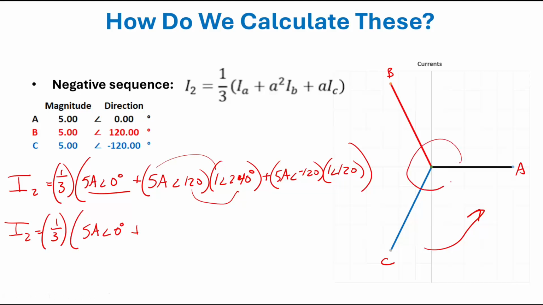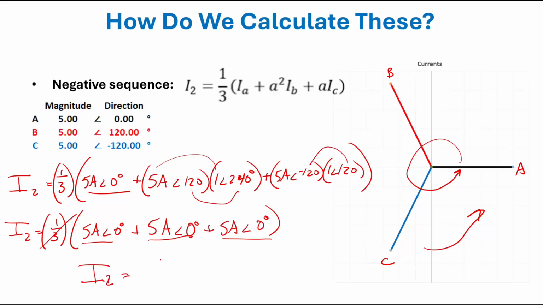Well, that just gets you all the way back to the origin, which is 0. So this is 5 amps at an angle of 0 degrees plus, and the same thing happened here. It's just 120 minus 120, which is 0. So 5 amps at an angle of 0 degrees. You can see that this is just 5 amps at 0, 5 amps at 0, 5 amps at 0. It's 3 of these. So you can cancel out the third and just say I2 equals 5 amps at an angle of 0 degrees because there's 3 of them. And lo and behold, that equals the same thing as A phase, which ideally indicates that you have 100% negative sequence.